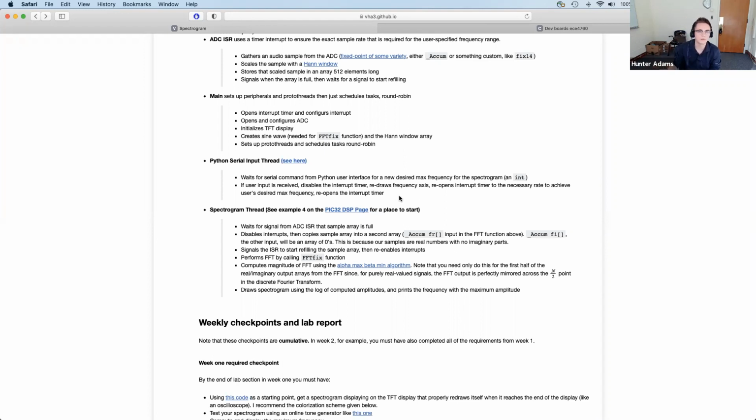You might set this up differently. This is a suggestion. How might you set this up differently? Well, if you were so inclined, you could, instead of sampling the ADC in an interrupt service routine, use DMA to do that if you really wanted to. And there are some examples on the course website of how to do that. You don't have to do that, but if you want to, you could.